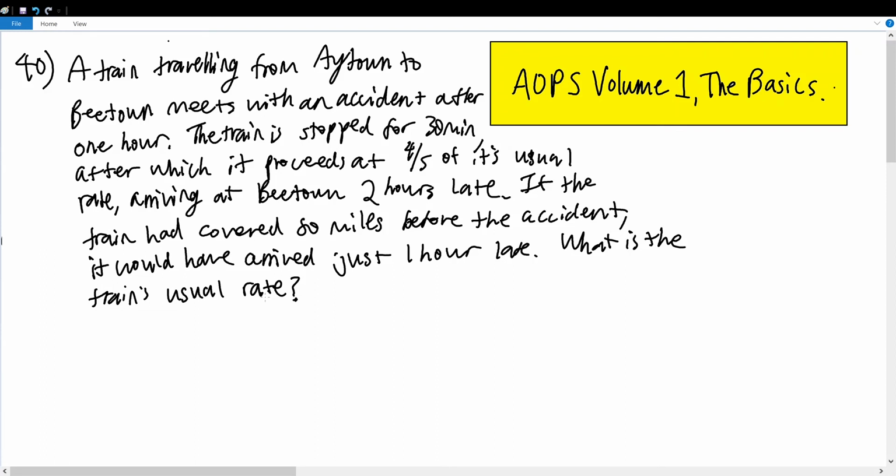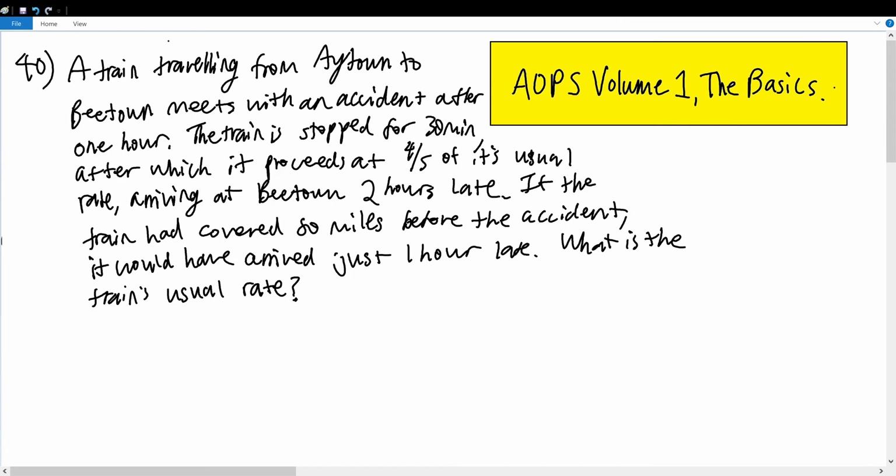AOPS Volume 1, The Basics, number 40. A train traveling from I-Town to B-Town meets with an accident after 1 hour. The train is stopped for 30 minutes, after which it proceeds at 4/5 of its usual rate, arriving at B-Town just 2 hours late. If the train had covered 80 miles before the accident, it would have arrived just 1 hour late. What is the train's usual rate?